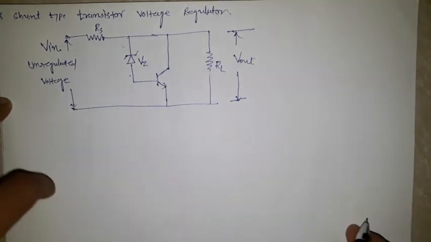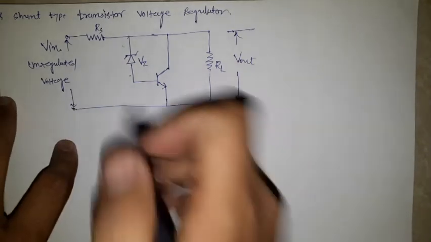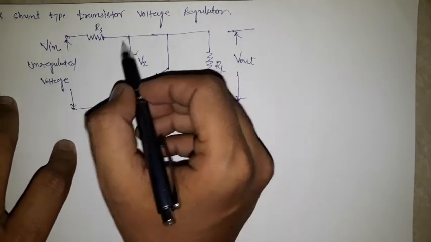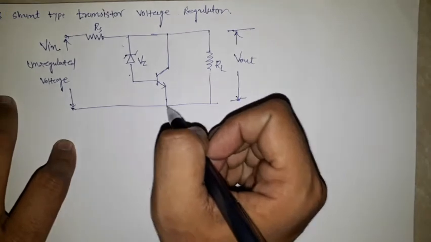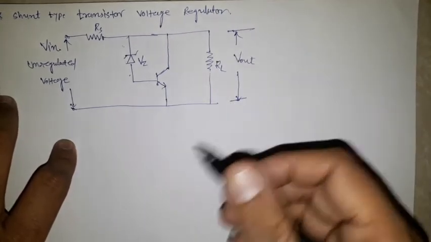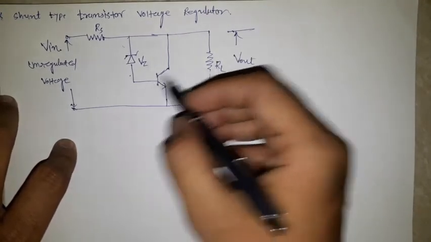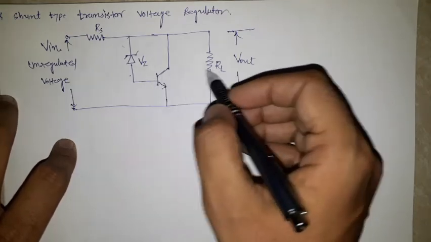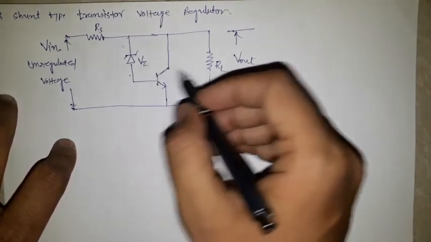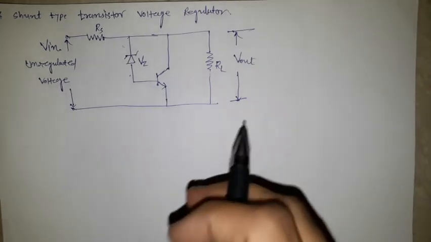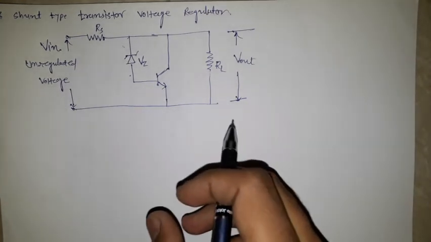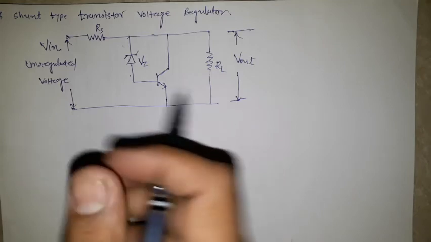Okay. So here is the series resistance. Then here we can see one Zener diode. Here is the transistor, and here is the load. So the transistor is placed across the load, or in parallel with the load. So it is known as a shunt voltage regulator. Okay. Now we will see the function of this circuit.